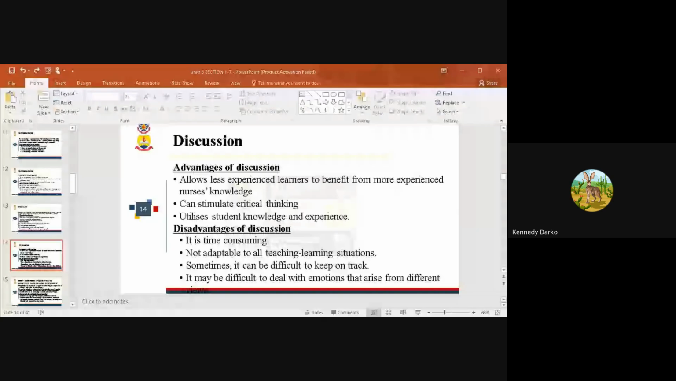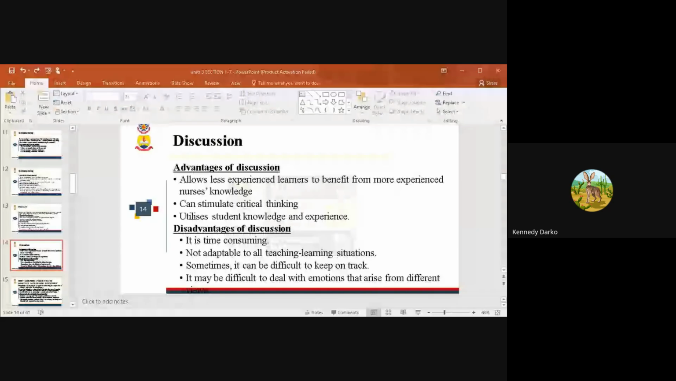Then its disadvantages are that it is time consuming, and not adaptable to all teaching learning situations. Discussion is not adaptable to all teaching learning situations. Sometimes it can be difficult to keep on track. In terms of discussion, before you realize, you are elsewhere, while the students are also on a different thing. So we have to be very, very mindful when we are doing discussion.